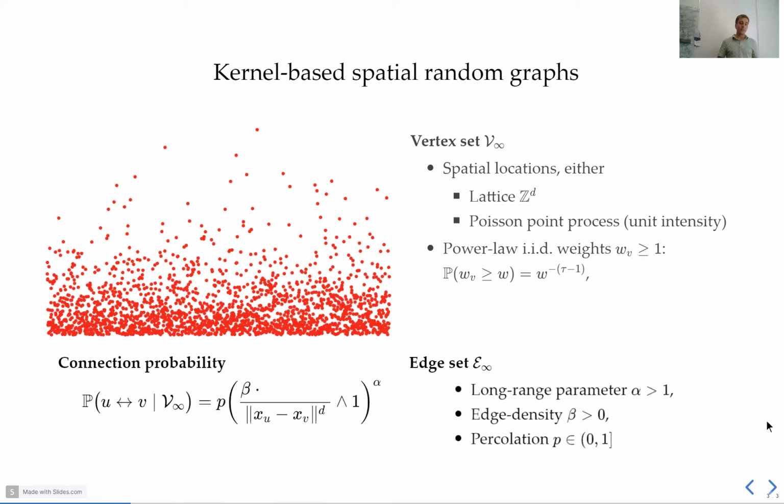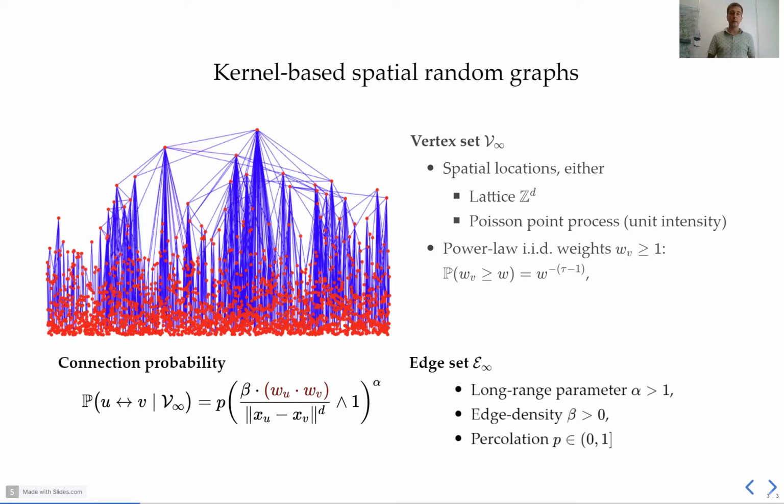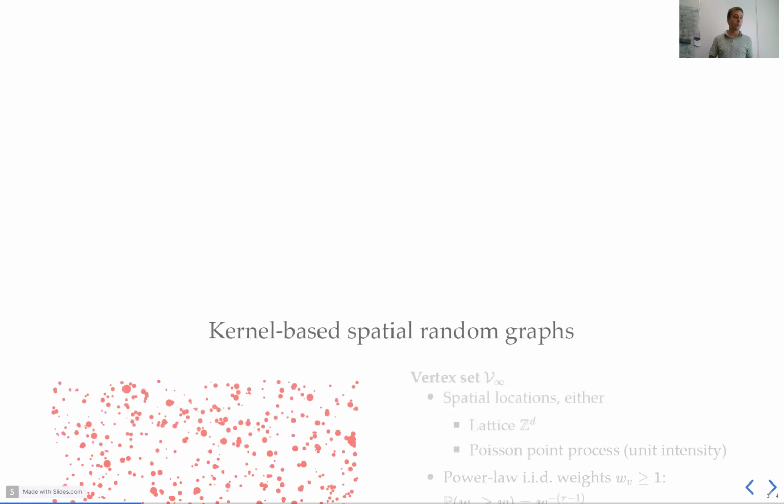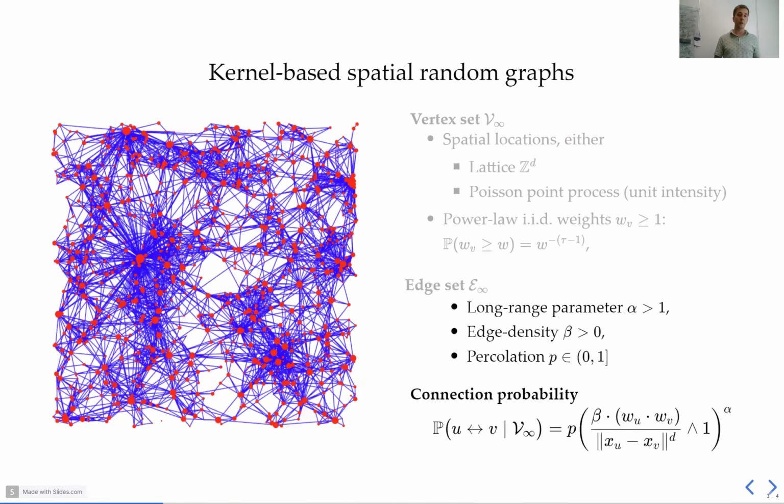Now we have, again, the same parameters as for long-range percolation. So we have a long-range parameter that controls the number of long edges, an edge density parameter, and a percolation parameter. But instead of having this probability here on the left, we now need to include a function of the weights, and we will take this to be the product of the two weights. If we sample the edges using this probability conditionally on all the locations and the weights, this is the graph that we see. So in 2 dimensions, this is the graph that we get.